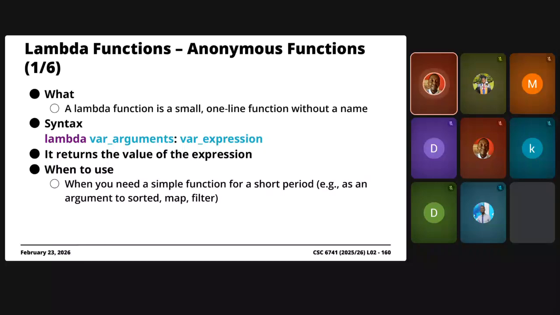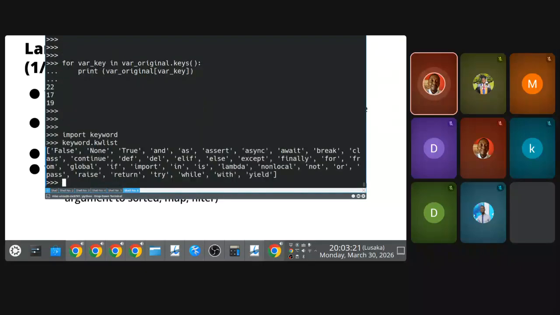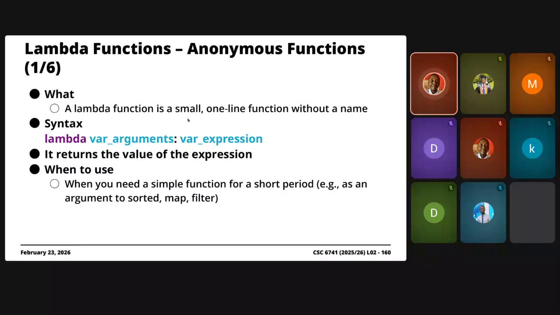Okay. So the syntax really is you use the lambda keyword. Again, if I do the import keyword and do keyword dot kwlist here, you notice that lambda is a reserved word. It's a Python keyword. So the way you define an anonymous function is you use the lambda keyword followed by arguments, and you see an example here, followed by a colon and then the expression, like the body. So what this will do is it will return the value of the expression.